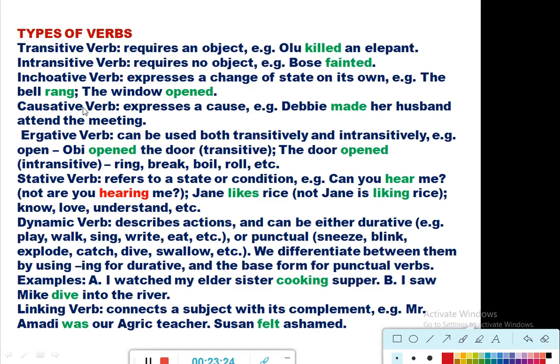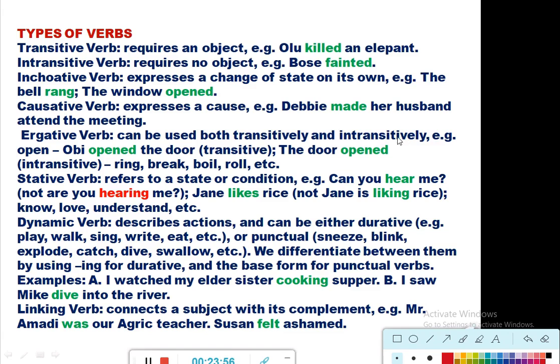Then we have a causative. A causative verb is the verb that expresses a cause. E.g., Debbie made her husband attend the meeting. When you cause something to happen, you can say, well, Okonkwo doesn't let his children misbehave. All right. Then we have an ergative verb, and this can be used both transitively and intransitively.